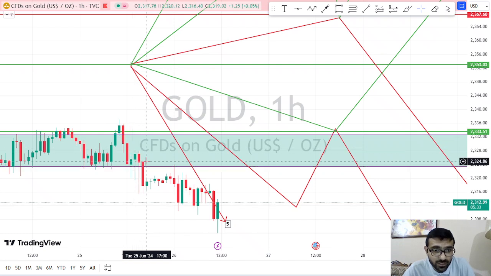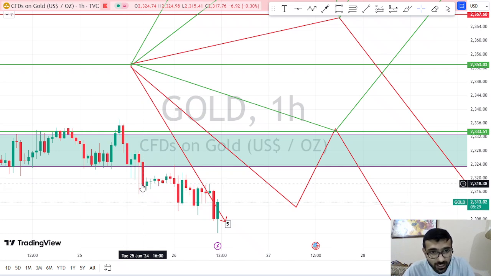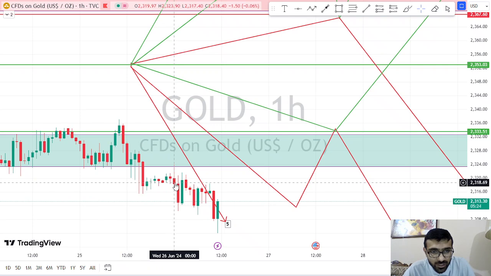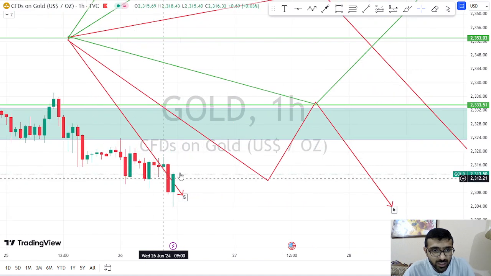And you guys can see that once market closed below our major area of support, you could take a risky sell position, and then again you could take a safety sell position from here, and both of these trades would have given us very good profits.